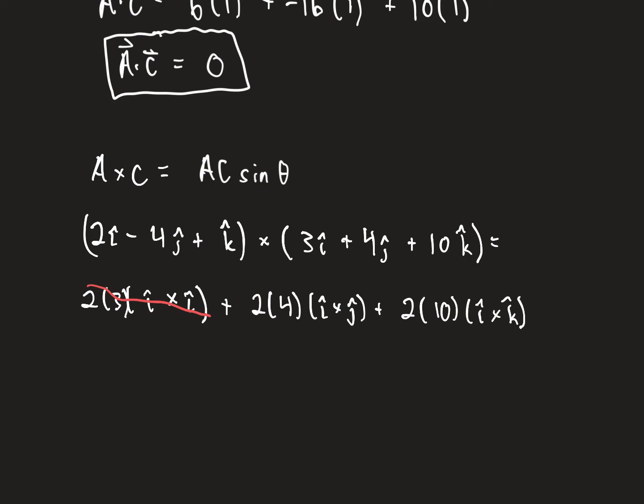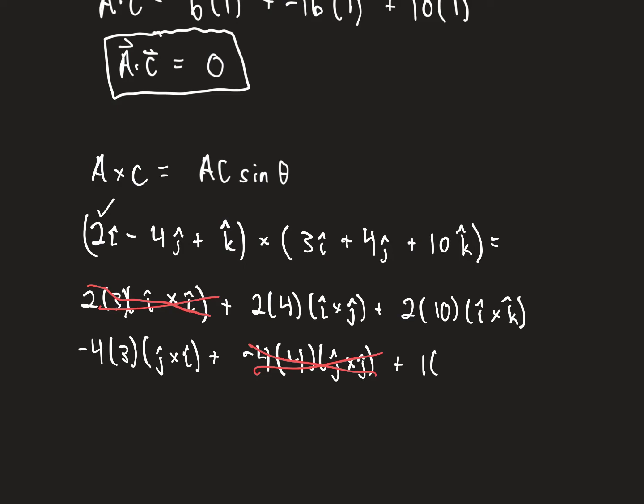Let's do the second batch. So we distributed that 2i into everything. Now let's distribute the -4. So I have -4 times 3. And what do I have for the vectors? j cross i. I'm doing -4 times 3, j cross i. Can I do i cross j? No. Have to keep the consistent direction. j hat cross i hat. Okay, plus -4 times 4 and j cross j. What does that give? 0, because they're parallel.